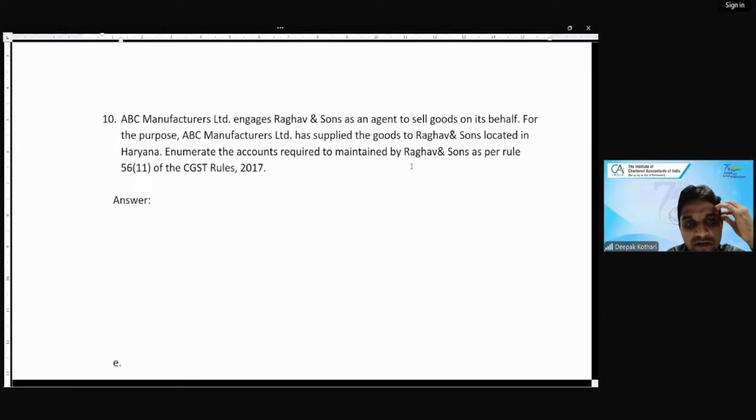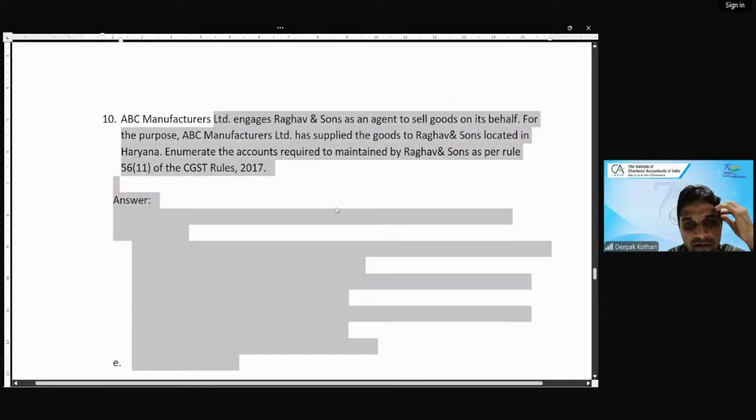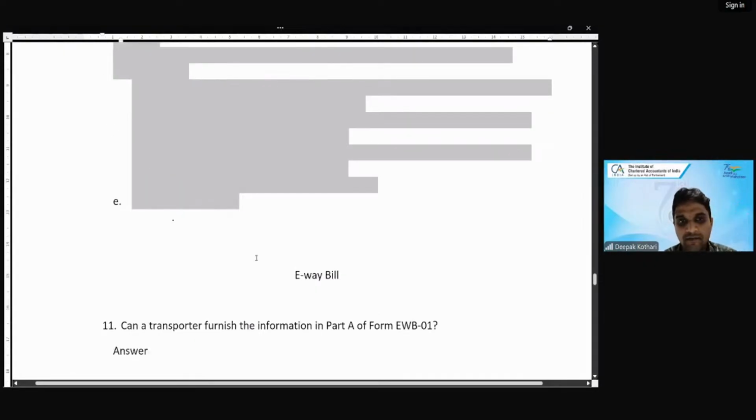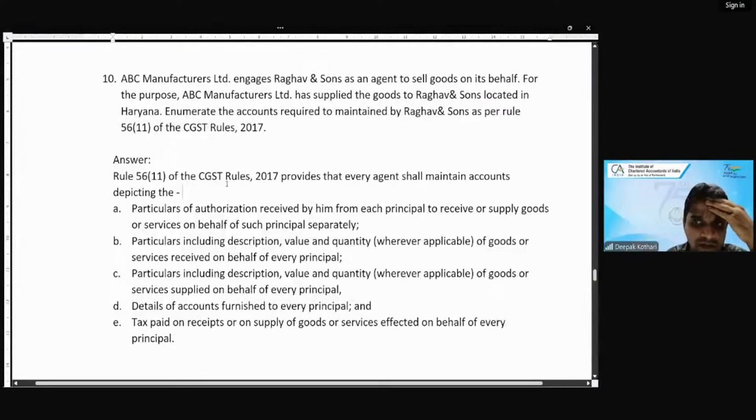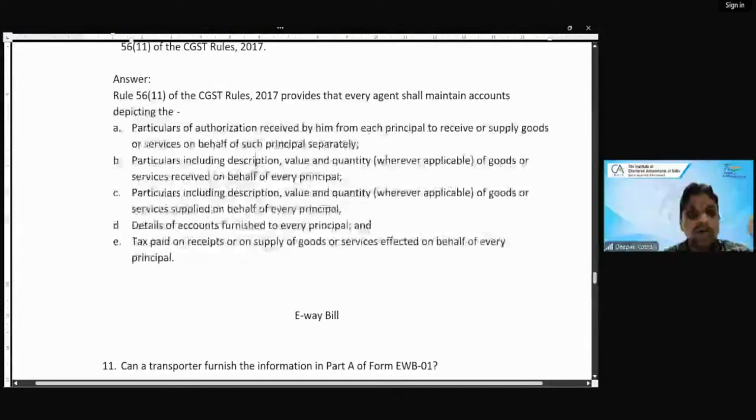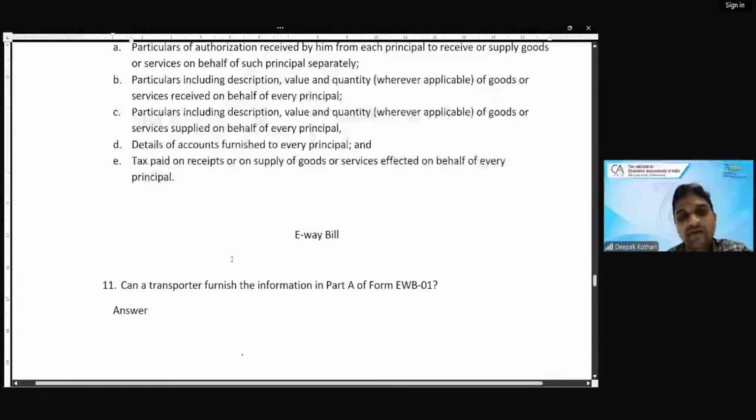Right. Ishan has given the correct answer. Every agent shall maintain the accounts depicting the particulars of authorization received by him from each principal, particulars of the authorization including description, value, and quantity of the goods, particulars including description and value of goods supplied on behalf of every principal, details of accounts furnished to every principal, and tax paid on receipts.